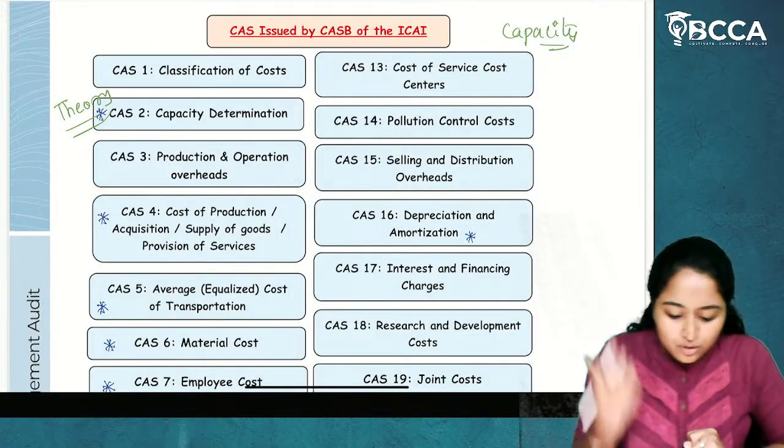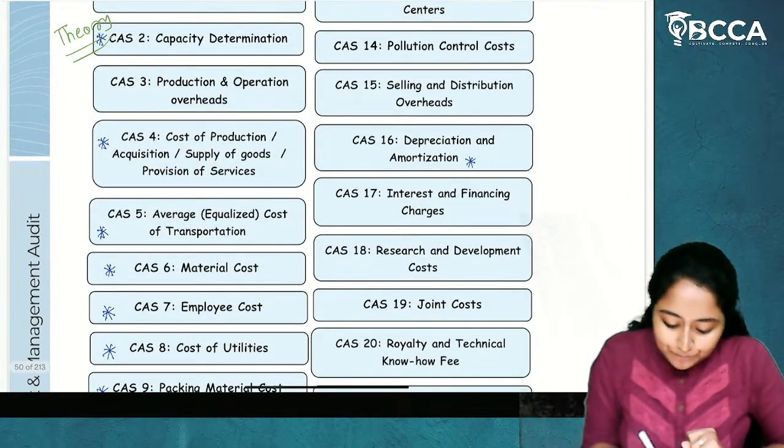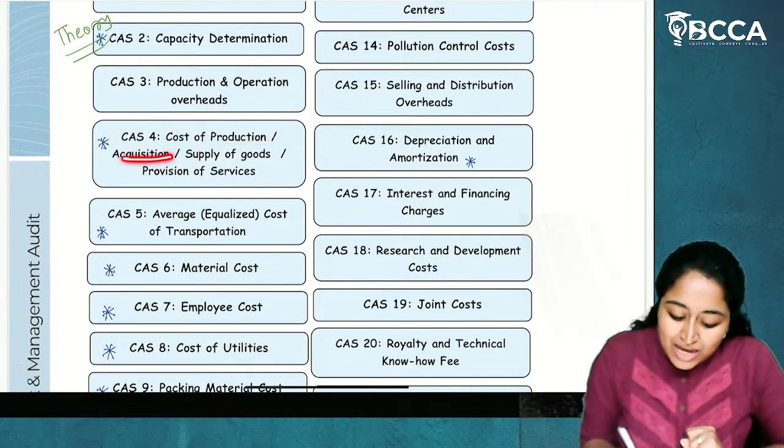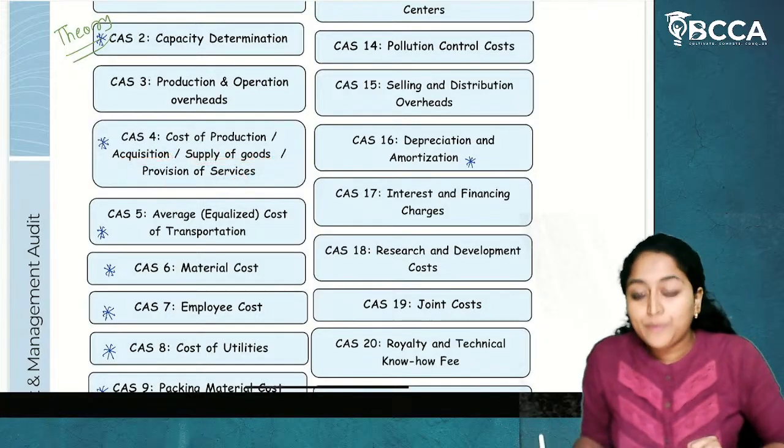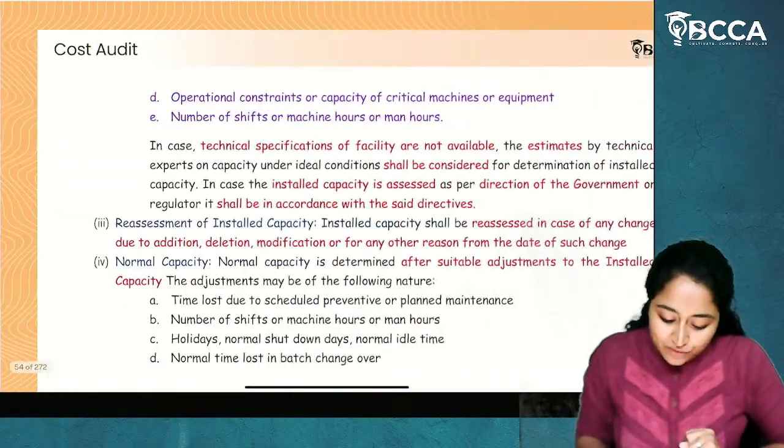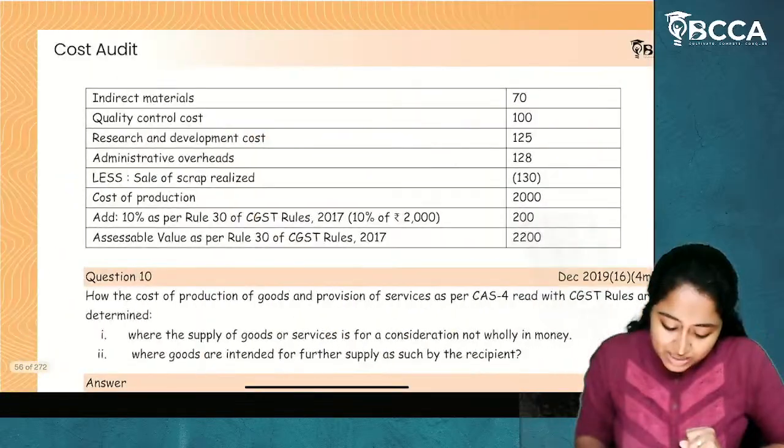Now, CAS 3, production and operation overheads. From CAS 3, no question has been tested so far, so leave that. CAS 4, cost of production, acquisition, supply of goods or provision of services. Yes, from CAS 4, a theory question has been tested.